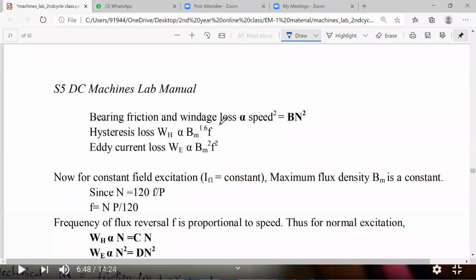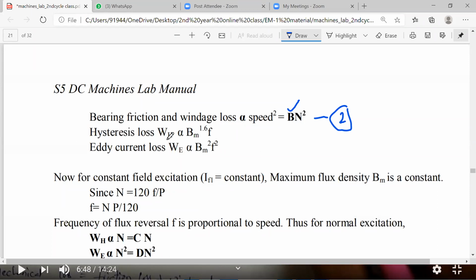Bearing friction and windage loss is proportional to speed square. If you remove the proportionality, some constant is there, that is the constant B, and speed square. So this is equation number 2. This is the mechanical loss. Bearing friction and windage losses are the mechanical losses, proportional to speed square, and B is the proportionality constant.